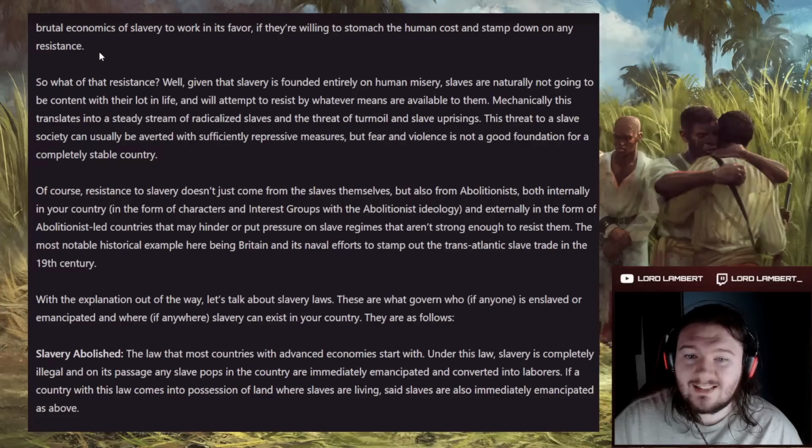Mechanically, this translates into a steady stream of radicalized slaves and the threat of turmoil and slave uprisings. This threat to a slave society can usually be averted with sufficiently repressive measures, but fear and violence is not a good foundation for a completely stable country.